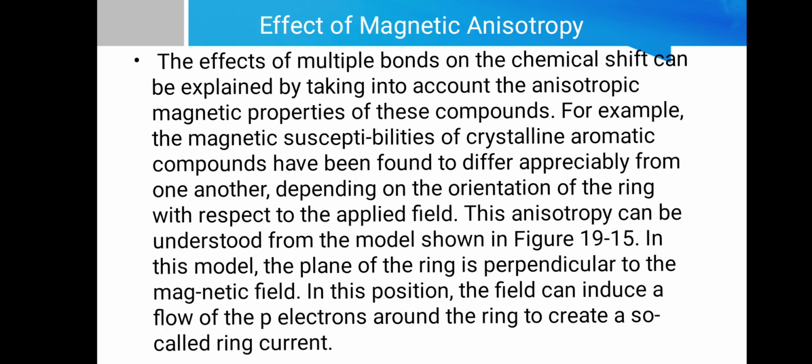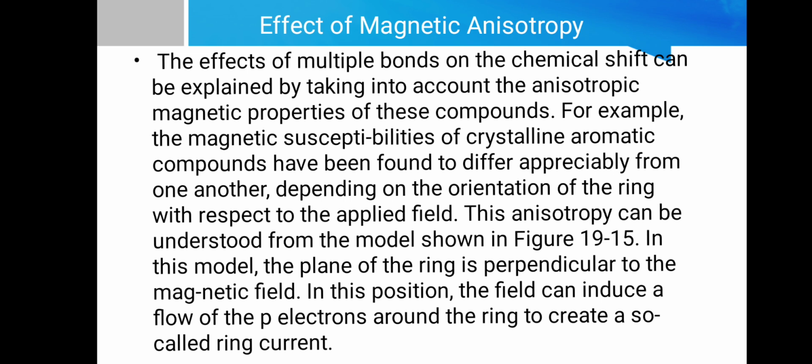Effect of magnetic anisotropy. The effects of multiple bonding on the chemical shift can be explained by taking into account the anisotropic magnetic properties of these compounds. For example, the magnetic susceptibilities of crystalline aromatic compounds have been found to differ appreciably from one another depending on the orientation of the ring with respect to the applied field.